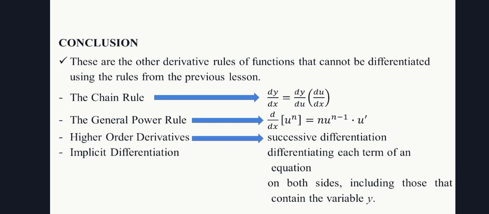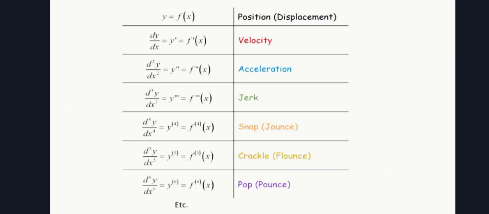Higher order derivative, successive differentiation, first derivative, second derivative, third derivative, until the nth derivative. That is higher order derivatives. And the last one is the implicit differentiation, kung saan magkakasama yung x at saka yung y. Differentiating each term of an equation on both sides, including those that contain the variable y. So, hindi lang si x yung kasama sa implicit differentiation. Okay, so we have a last table.